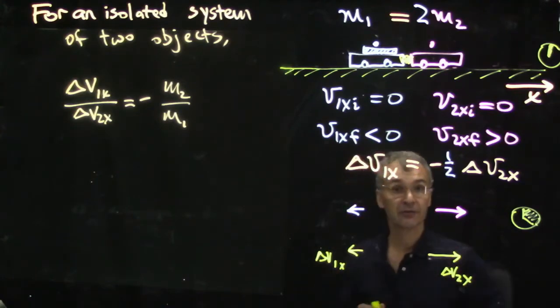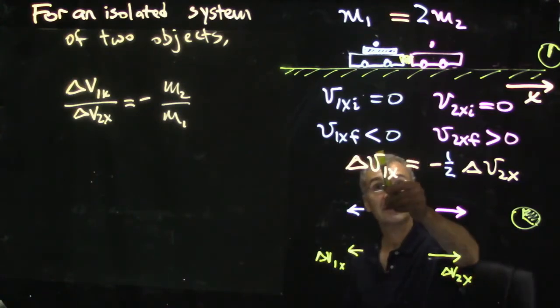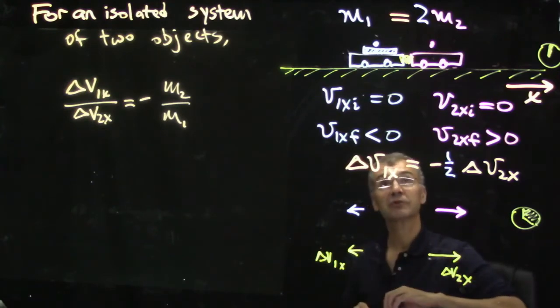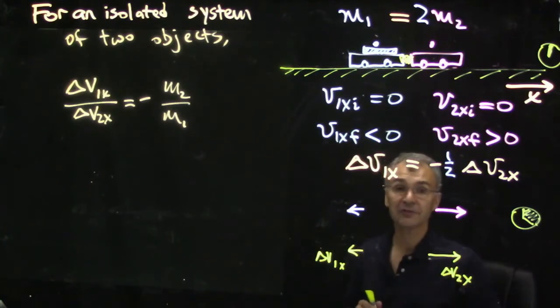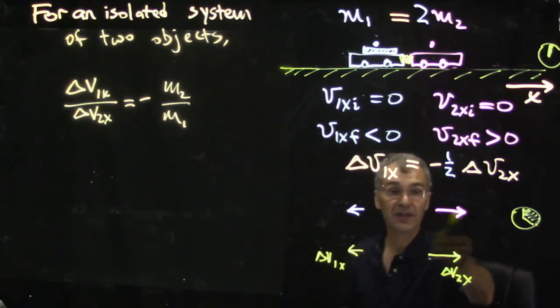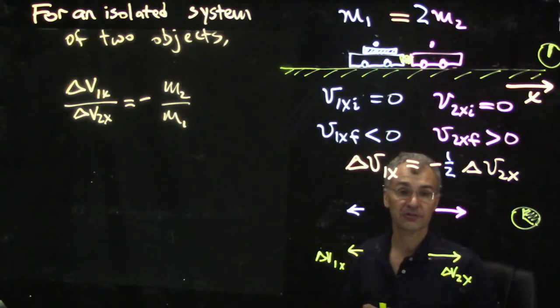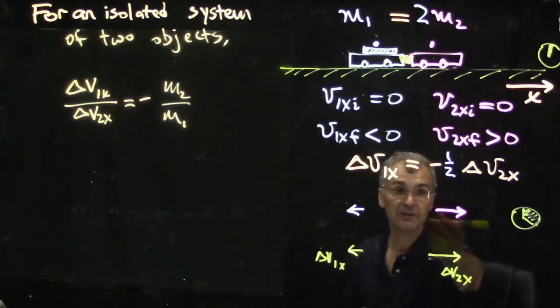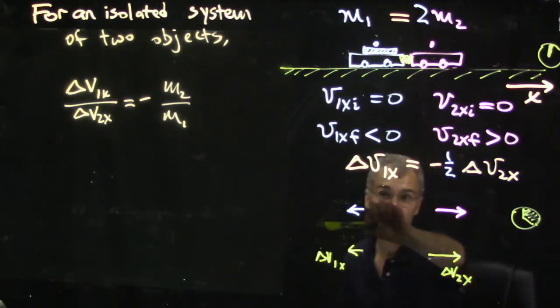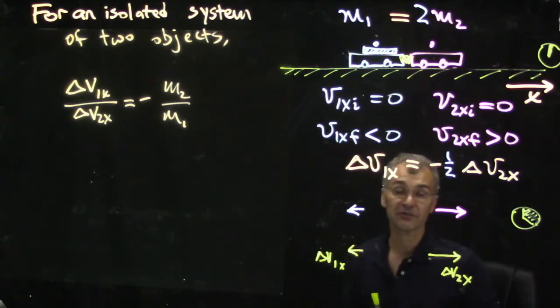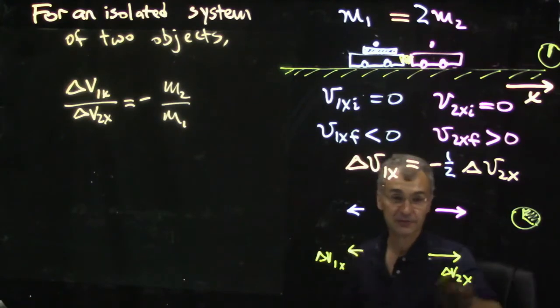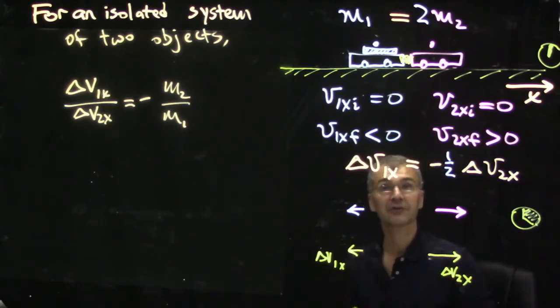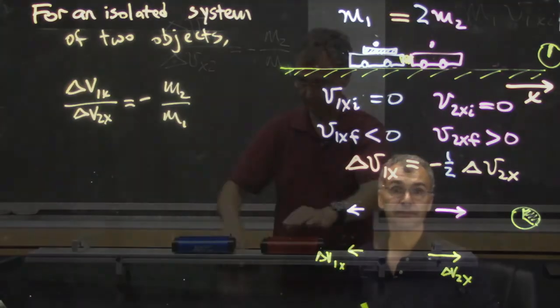And they both start out at 0. So in the final state, the blue cart's velocity will be this little arrow to the left, and then twice as big as that to the right will be the red cart's velocity. So if the red cart has 1 unit of velocity to the right, then the blue cart has 1/2 unit of velocity to the left. So delta V1x looks like this little arrow to the left, and delta V2x looks like this big arrow to the right. And then let's see what that looks like.